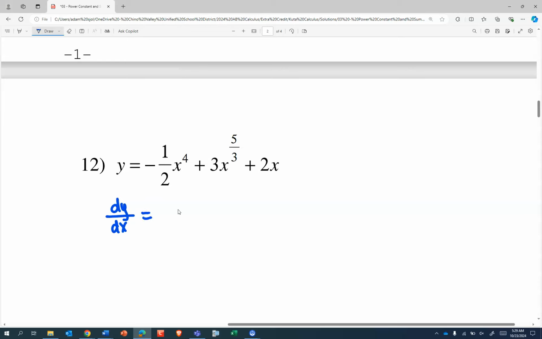The derivative of negative 1/2 x to the 4th is going to be negative 2x cubed. And then plus 5/3 times 3 is 5x to the power, what is that? Minus 1 is 2/3. So the cube root of x squared. And then the derivative of 2x is 2.